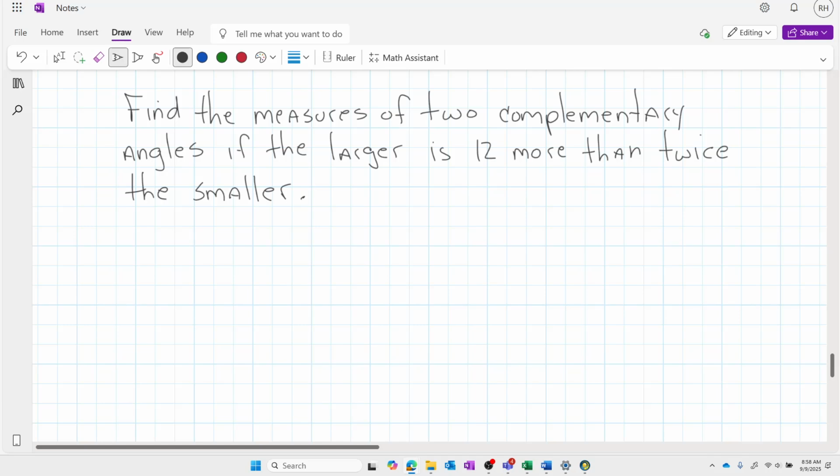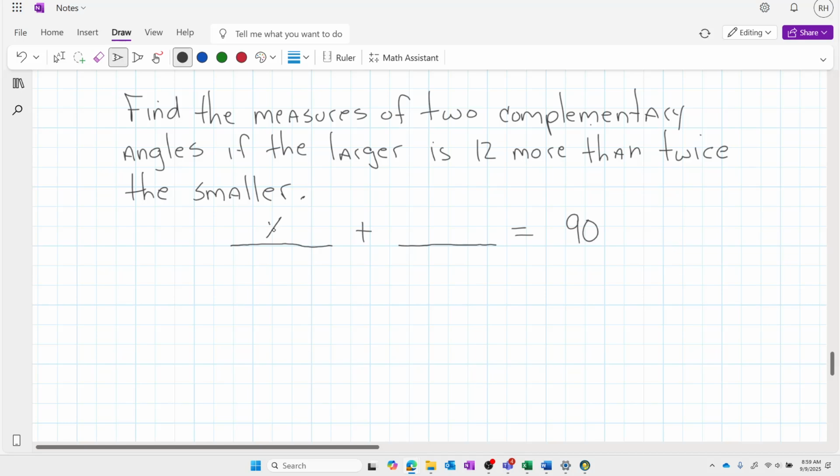So again, we've got an angle plus another angle. And this time, what are we setting it equal to? The angles are complementary. 90. Very good. Two complementary angles. All right, so the rest of the question. Find the measures of two complementary angles if the larger is 12 more than twice the smaller.